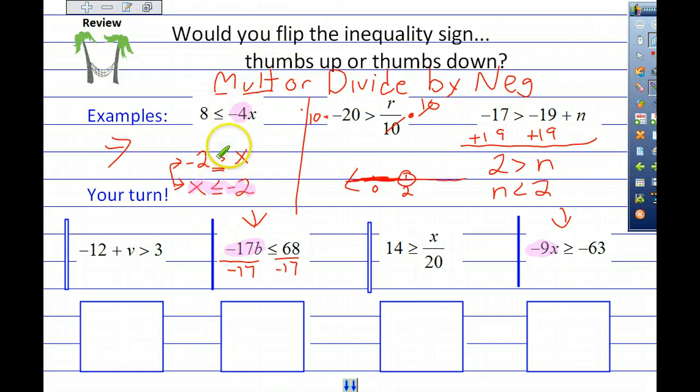So you see there's a way to easily identify, oh yeah, if there's a negative right next to the variable, not being added or subtracted, but if there's a negative right next to the variable, yeah, you're going to have to switch the sign. Okay. What about here?